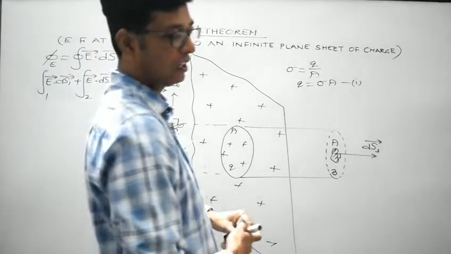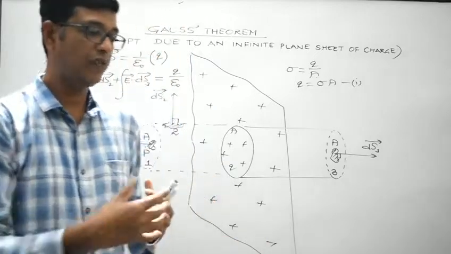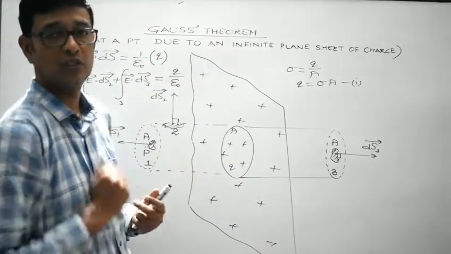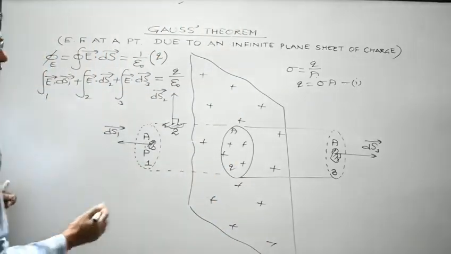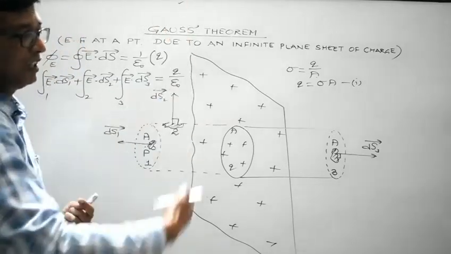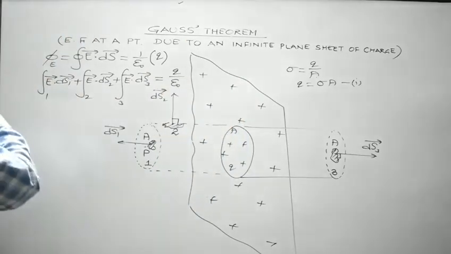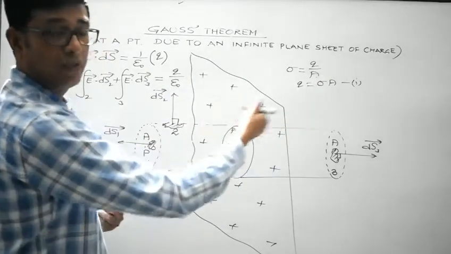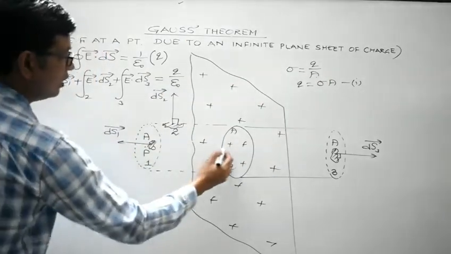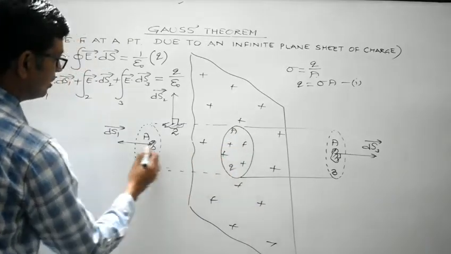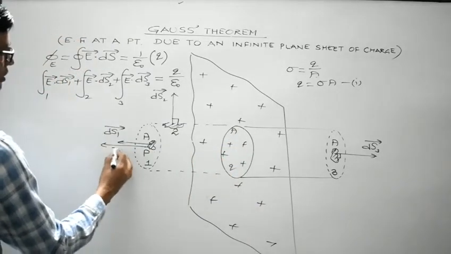I have told you flux is contributed only by those electric field lines which cross normally through a surface. Now look, if you consider this to be a plane sheet of positive charge, electric field would be in the outward direction like this, isn't it? From positive charge, electric field is always in the outward direction. So electric field due to this charge would be along this direction. This is the electric field.